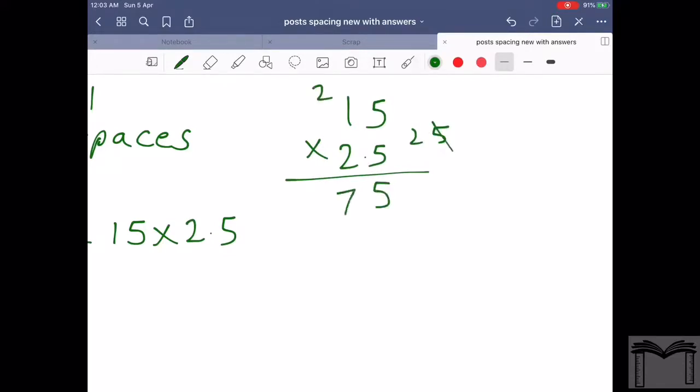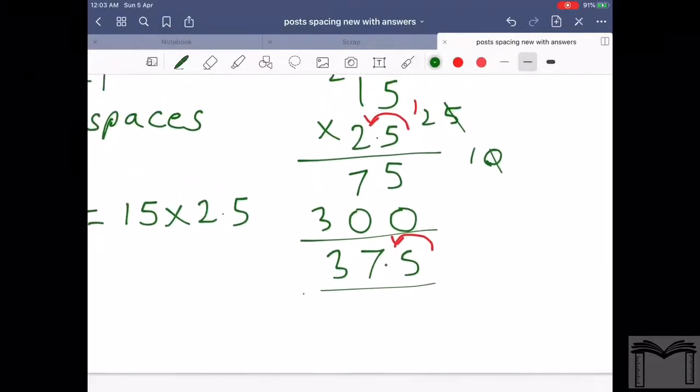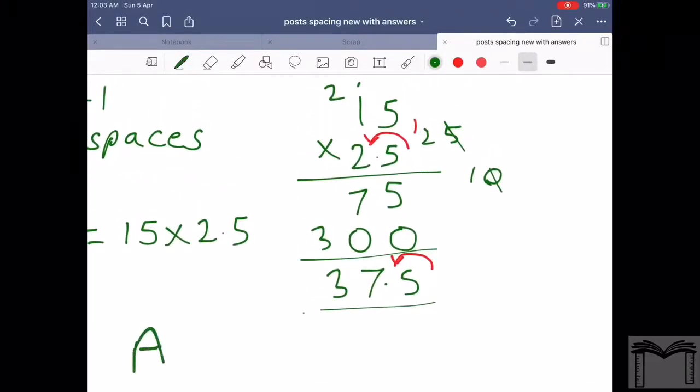Multiplying by the tens number now, we put a 0. 2 5s are 10, keep the 0, carry across the 1. 1 2 is 2, plus 1 is 3. So that's 75 plus 300. So that's 375. Since we have a total of 1 decimal place, we need to put 1 decimal place from the right in the answer. So the answer is 37.5 meters.